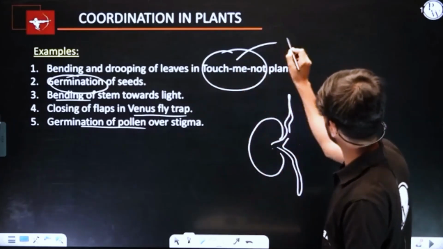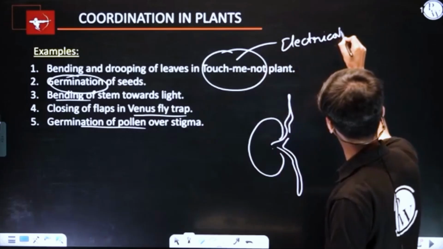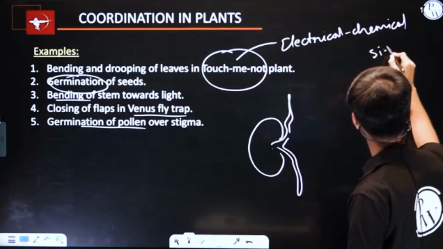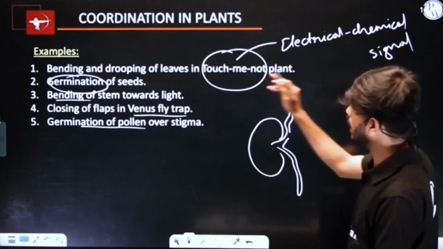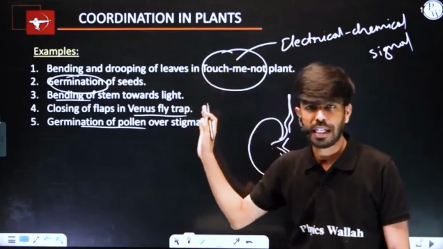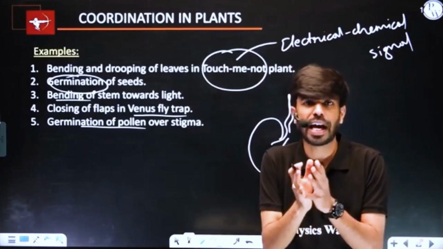They are showing the response due to what? Electrical chemical signals. Okay, and it is a growth independent movement. Here growth is not happening, it is just showing the instantaneous response. Okay, it is a defensive mechanism system.